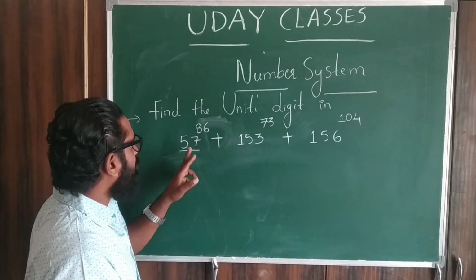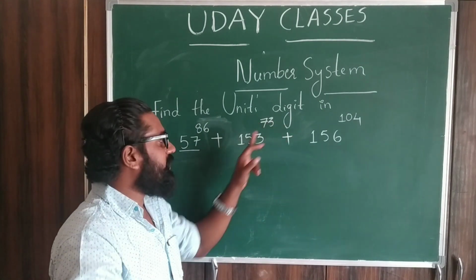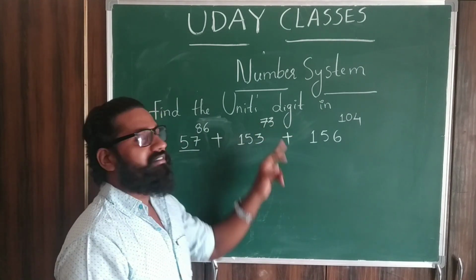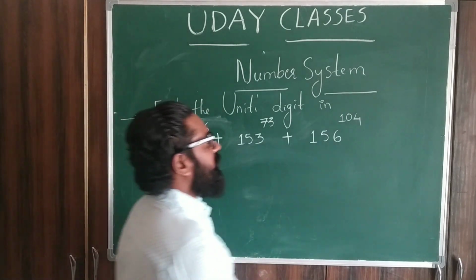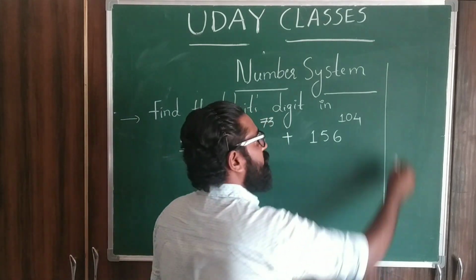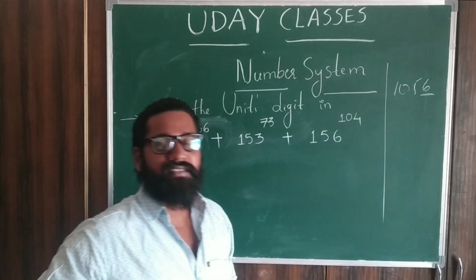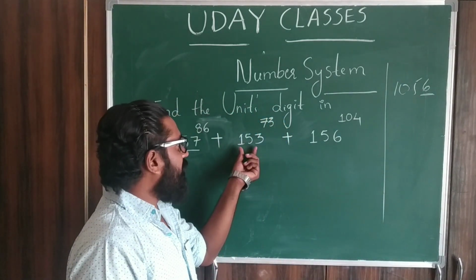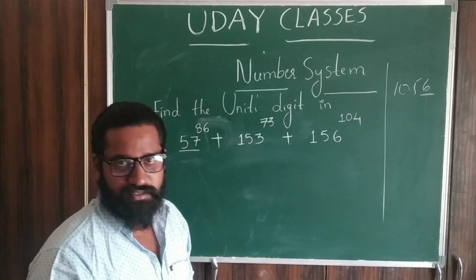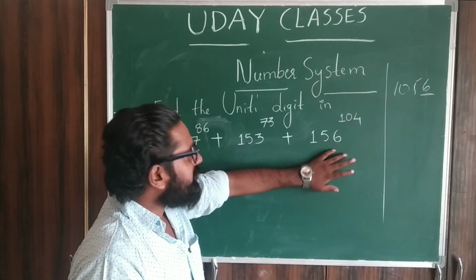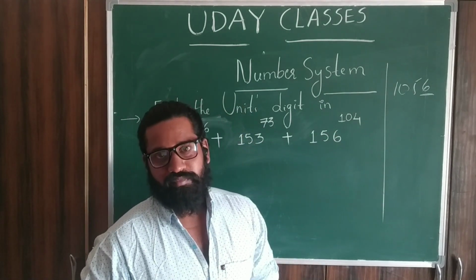But coming to here, if you observe here, power is more, 86, 153 power 73. That means if you multiply 153 for 73 times, then what will you get at the last digit? Suppose if you observe, what is the meaning of units digit? Suppose 1056 is there. Units digit means 6. Last digit is unit digit. Like that, if you multiply 153 73 times, then what is the unit digit? If you multiply 156 for 104 times, then what is the unit digit you will get? That is asking you.